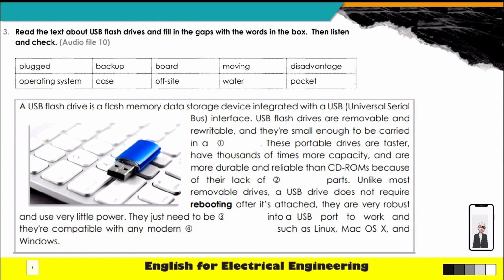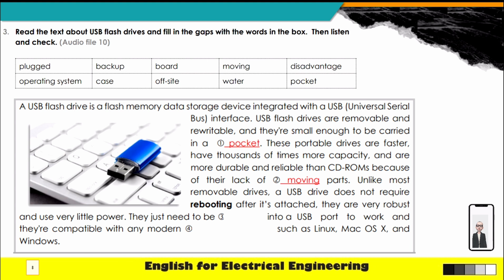A USB flash drive is a memory data storage device integrated with a USB, Universal Serial Bus, interface. USB flash drives are removable and rewritable, and they are small enough to be carried in a pocket. These portable drives are faster, have thousands of times more capacity, and are more durable and reliable than CD-ROMs because of their lack of moving parts.